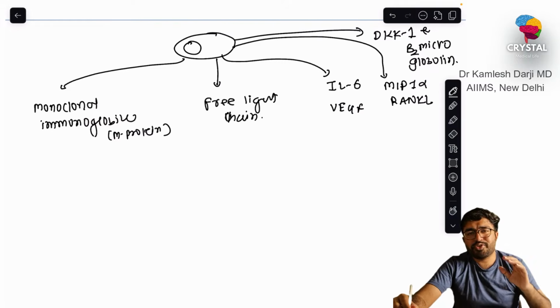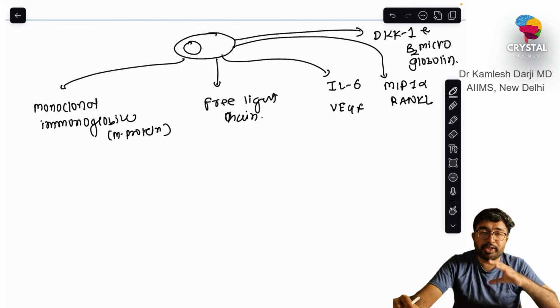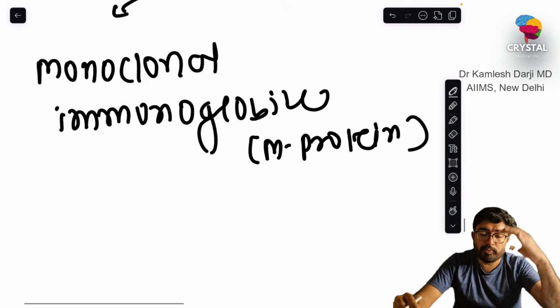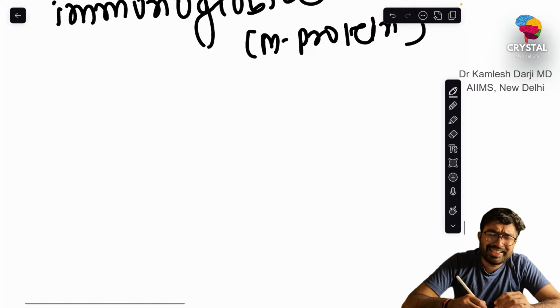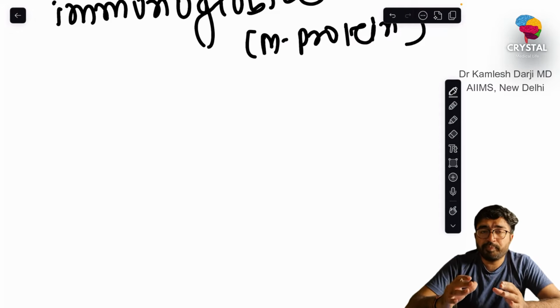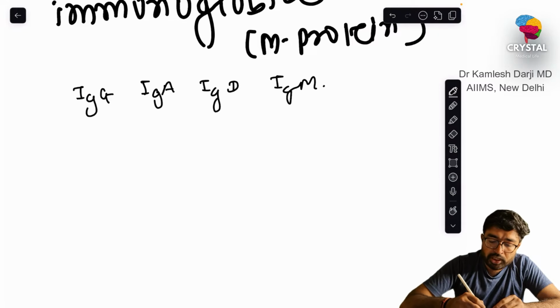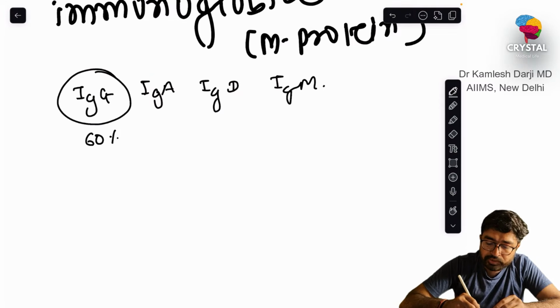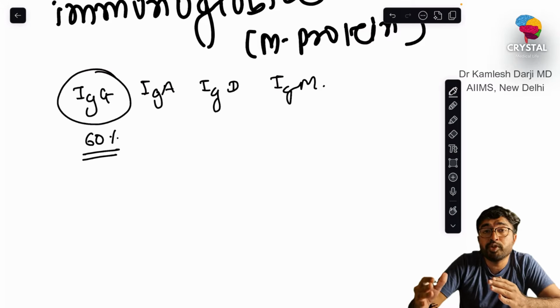Understood? We are going to discuss these secretory products and what they cause, how they produce symptoms, and how you can detect these products. So first one is your monoclonal immunoglobulin, M protein. So basically, these are the specific immunoglobulins, either IgG, then IgA, then IgD, then IgM. Most common is IgG. Around 60% of multiple myeloma releases IgG monoclonal immunoglobulin.